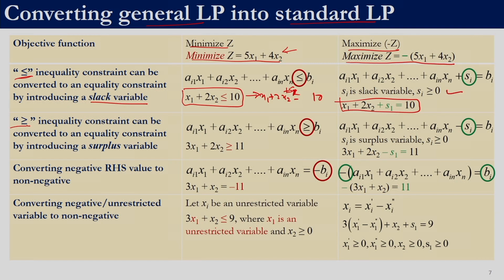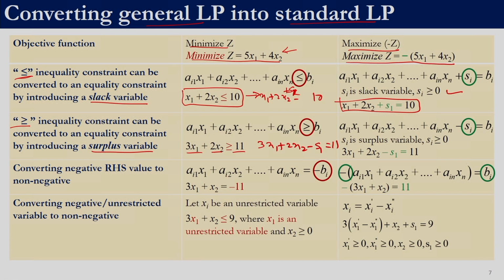If we are given a greater than or equal to constraint, we can subtract a positive variable known as a surplus variable. So, for example, here we have 3x1 plus 2x2 greater than or equal to 11. So, this equation can be written as 3x1 plus 2x2 minus S1, where S1 has to be positive, equal to 11. This is how we can convert a greater than or equal to constraint.